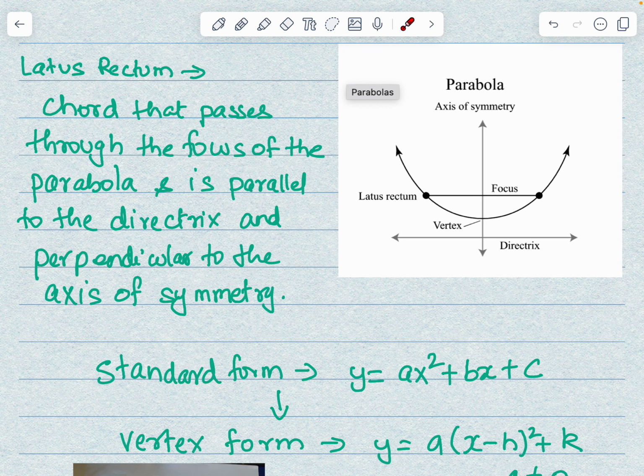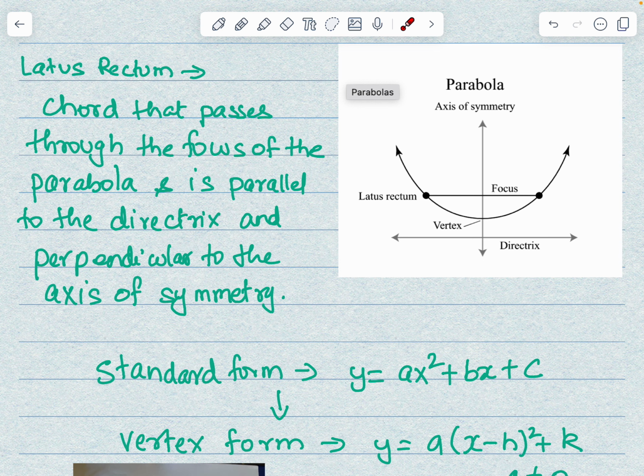Now the latus rectum is actually a chord that passes through the focus of the parabola. It is parallel to the directrix. You can see that these two lines are parallel. And it's perpendicular to the axis of symmetry. So these two are perpendicular to each other. So that's what a latus rectum is. Now the vertex and the focus are points, whereas for the latus rectum, the directrix and the axis of symmetry, you're finding equations because they're all lines.